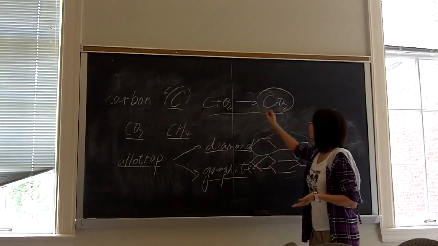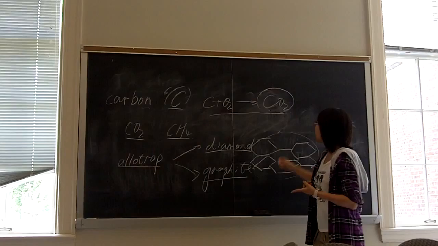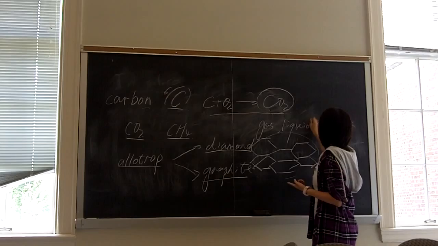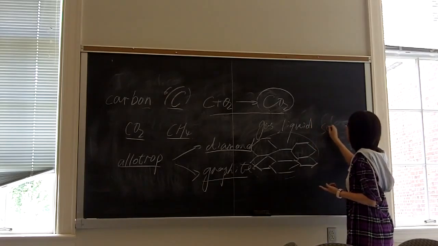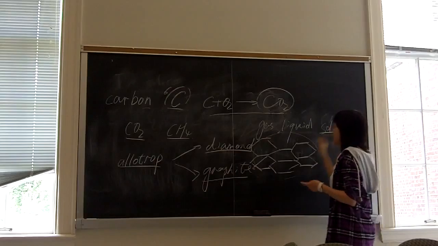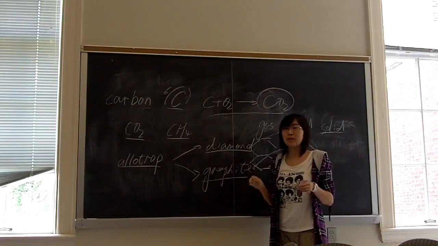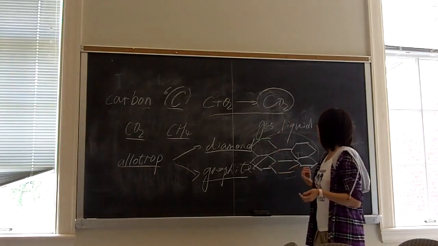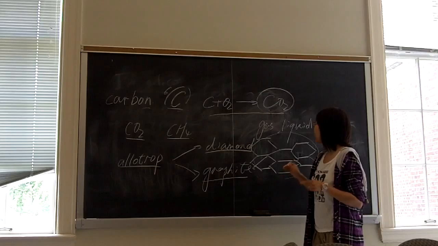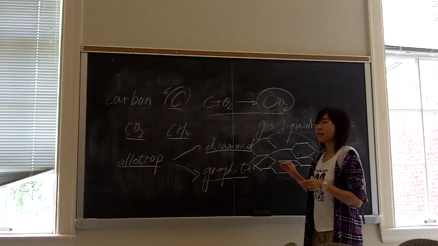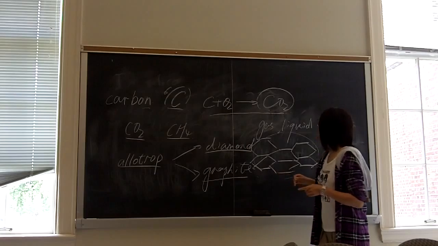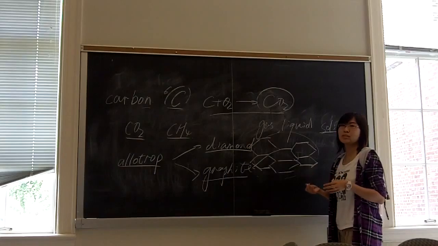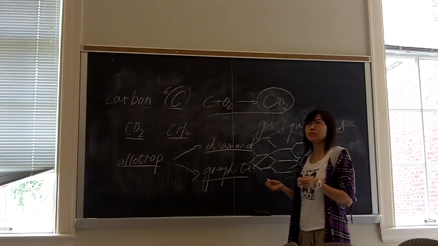Carbon dioxide has three states: gas, liquid, and solid. Under standard temperature and pressure, carbon dioxide is a gas in our atmosphere. When the temperature is cooled to minus 78, the carbon dioxide becomes dry ice. It is a good cooling agent, and we also use this kind of material on the stage.